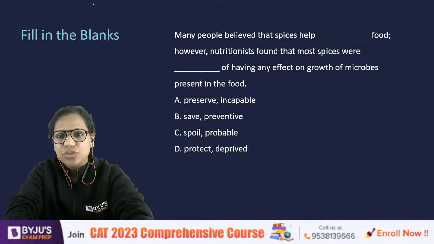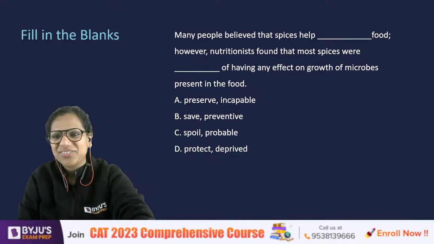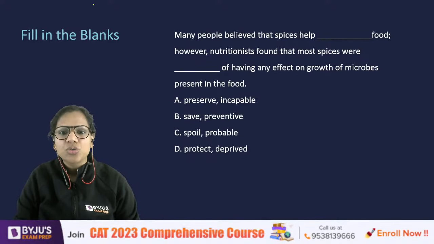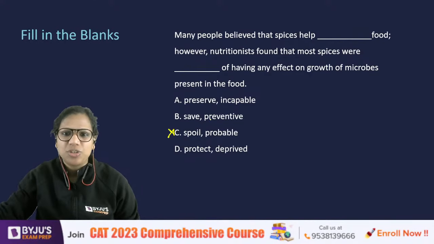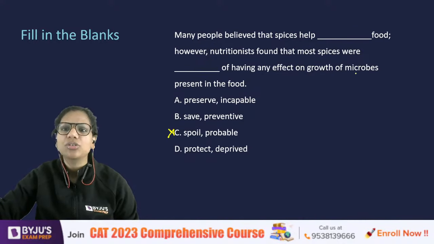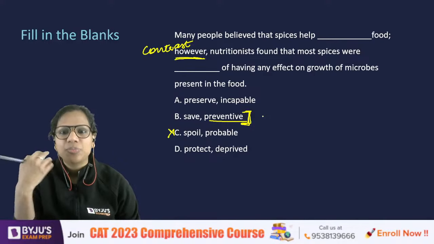All right, all of you say A. It seems others too. So many people believe that spices help dash food. So preserve, save, protect, they seem appropriate. Spoil does not seem appropriate at all. However, nutritionists found that most spices were dash of having any effect on growth of microbes present in the food. However, contrast, that means probably there was no effect, right? So they were preventive of having any effect. That means they actually prevented the growth of microbes.